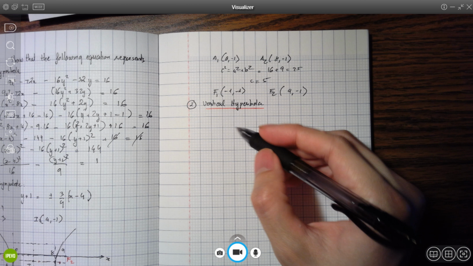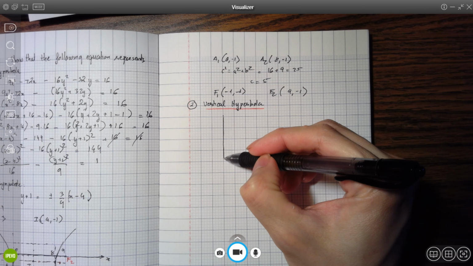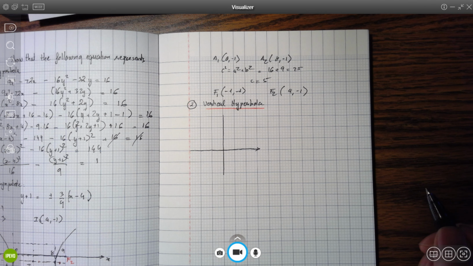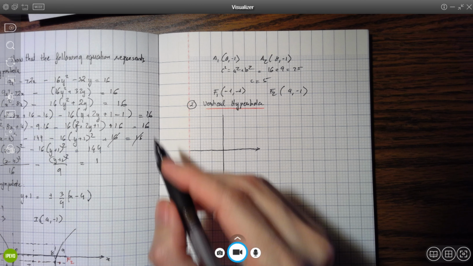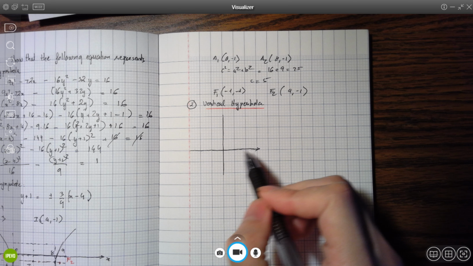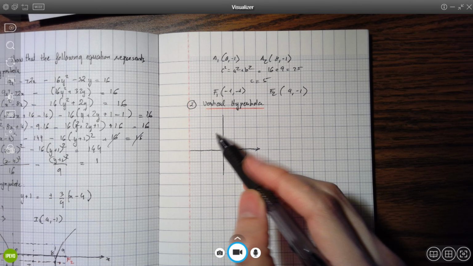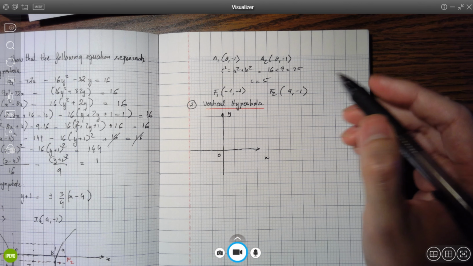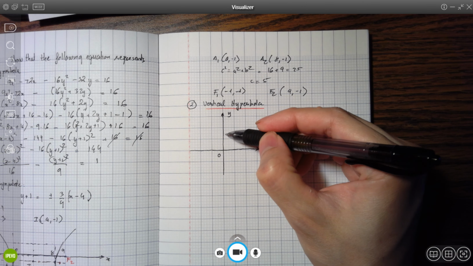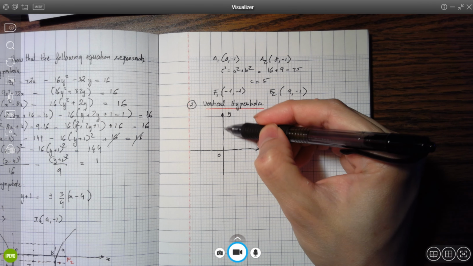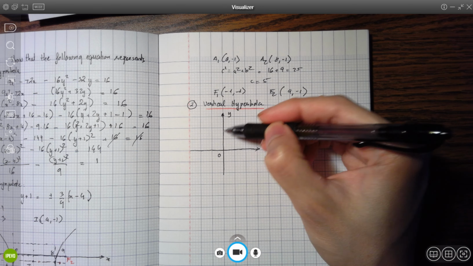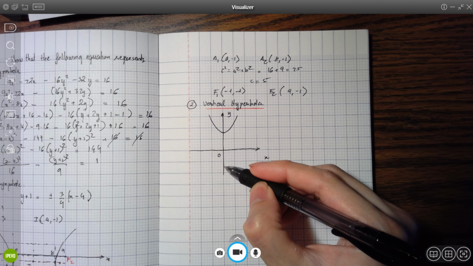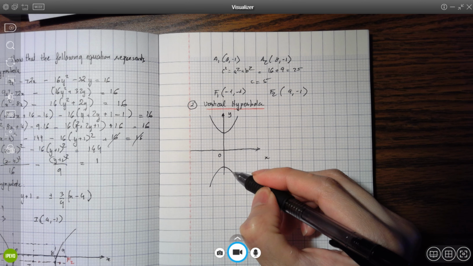So we have x and y axis. Instead of having the x-axis as the major axis, for vertical hyperbola we will have the y-axis as the major axis. It means that our hyperbola will look something like this.